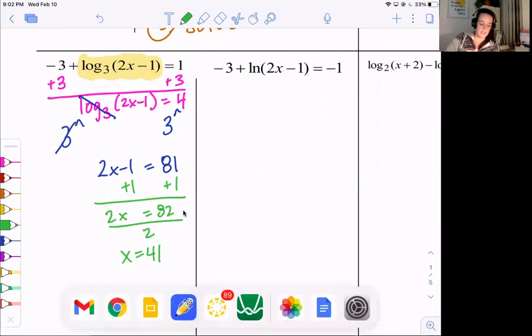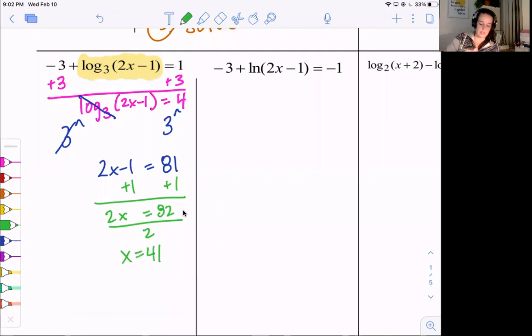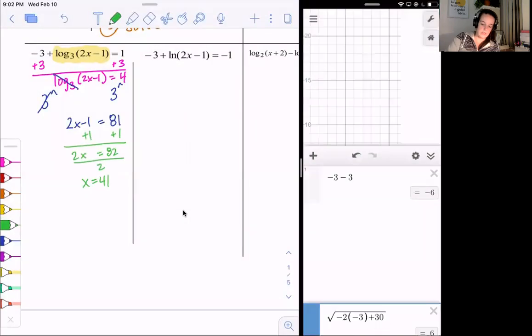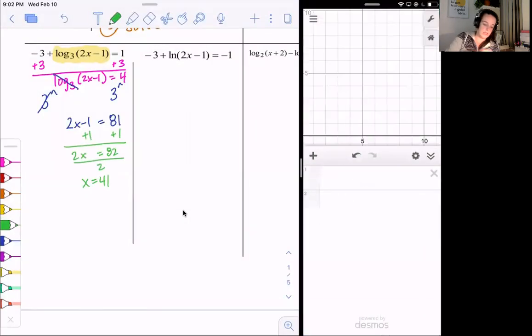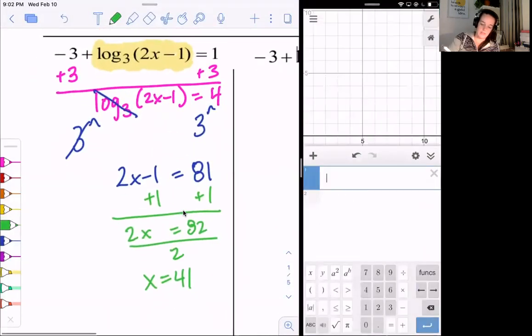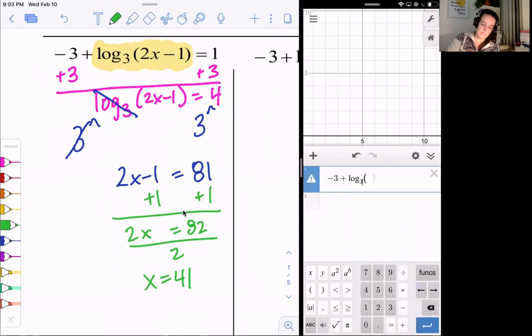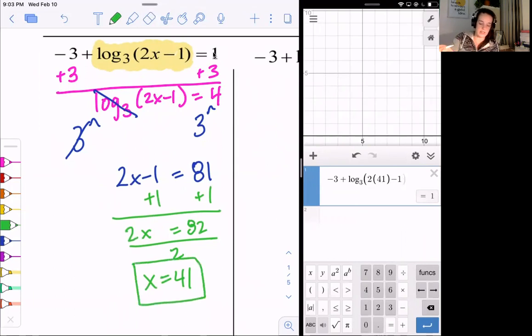We can quickly check just by plugging into our calculators. If you're using Desmos, we're just going to plug in -3 plus log base 3 of 2 times 41 minus 1. We should get 1, which we do, which is awesome. So we know that 41 is our correct answer.